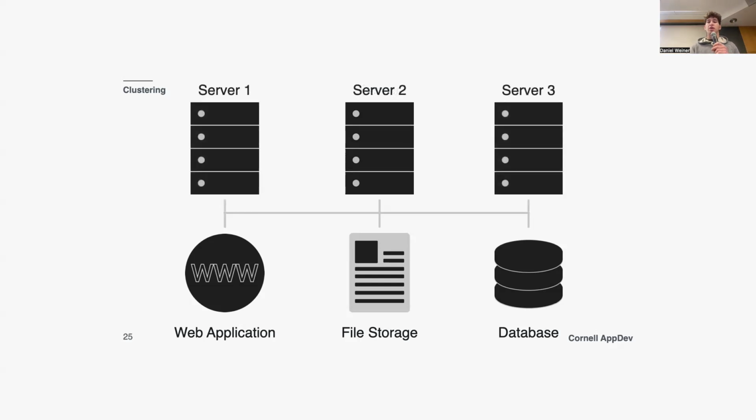So clustering would be like this. Now you have server 1 for web application, server 2 for file storage, and server 3 for database. Each server is specialized for a specific task, just like having dedicated cooks and dishwashers in the analogy.